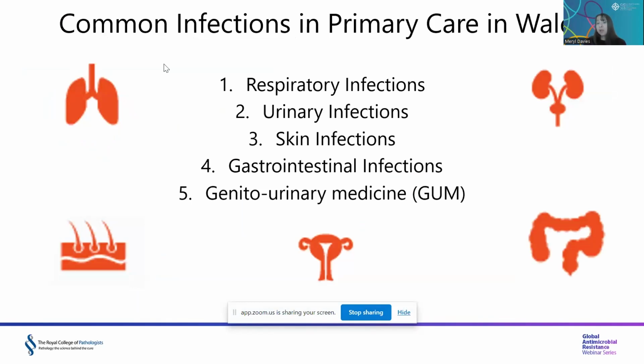So the common infections in primary care in Wales and similarly across the UK is that respiratory infections tend to be the most common infection, then urinary infections, skin infections, gastrointestinal infections, and then genitourinary medicine.